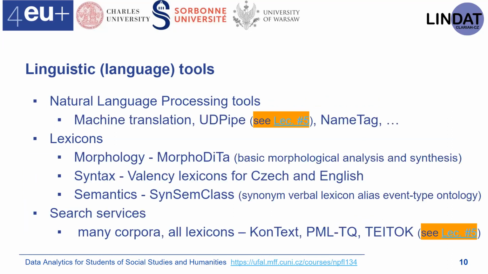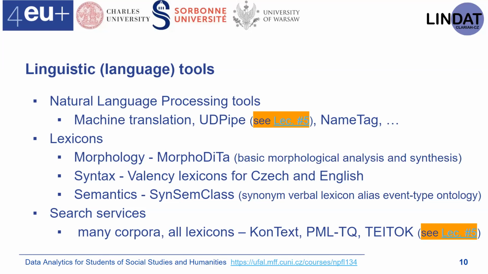Linguistic tools. So as I said, data include not only simply information for digital processing. Linguistic language tools, software, are data as well, and these tools are for natural language processing. Again, 2 weeks ago, Sylvie introduced you to the tool UDPipe for automatic syntactic analysis according to the Universal Dependencies guidelines. Machine translation is a big chapter of natural language processing.